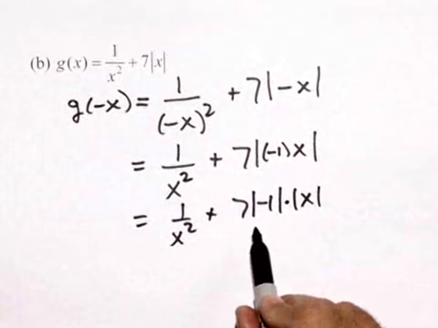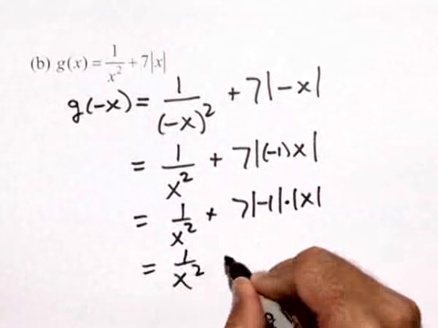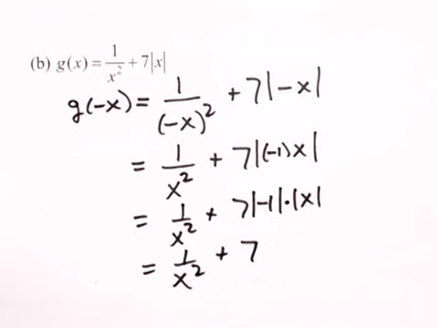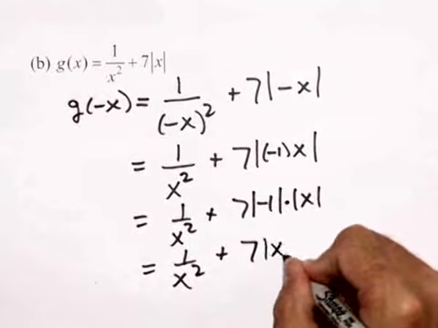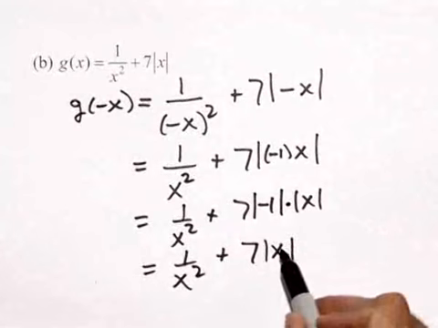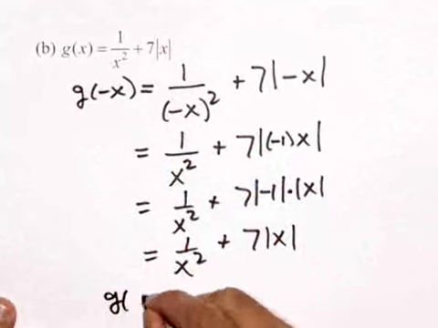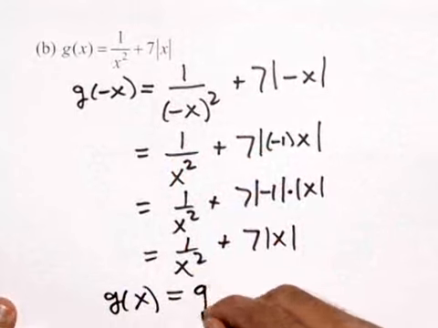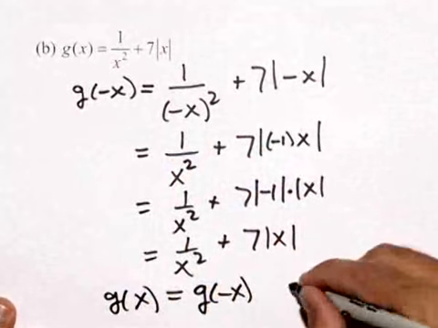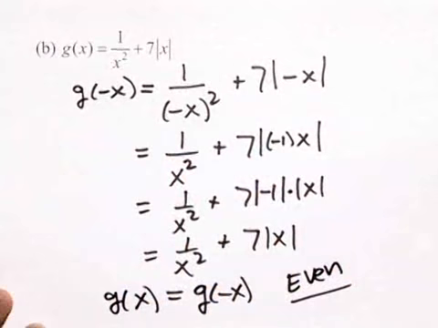And the absolute value of negative 1 is 1, so we could rewrite as 1 over x squared plus 7, remember the absolute value of negative 1 is positive 1, times the absolute value of x. Now notice, this is g of negative x, which is precisely g of x. So g of x is equal to g of negative x. That means our function for part B is an even function. Okay, let's do part C.